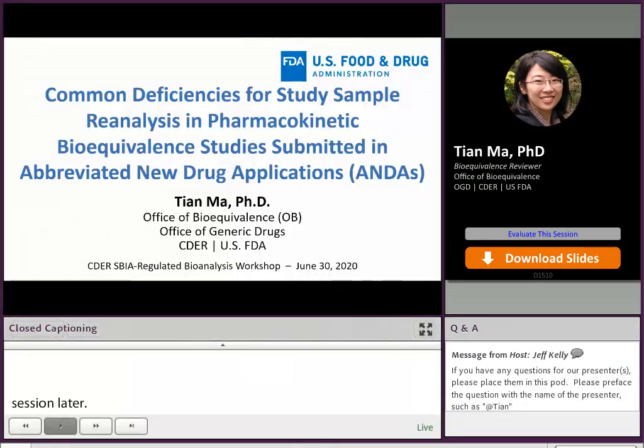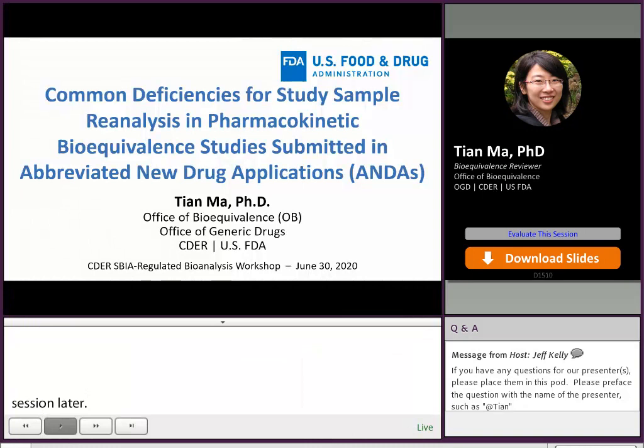Good afternoon, everyone. Today, I will talk about common deficiencies for study sample reanalysis in pharmacokinetic bioequivalence studies submitted in ANDAs.